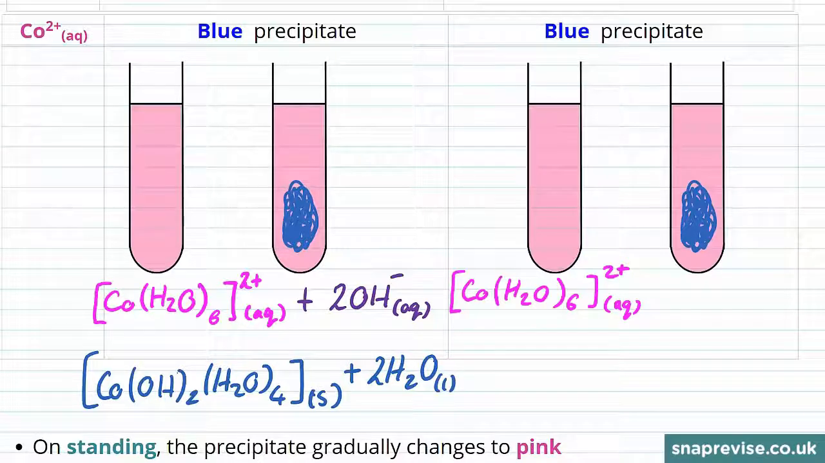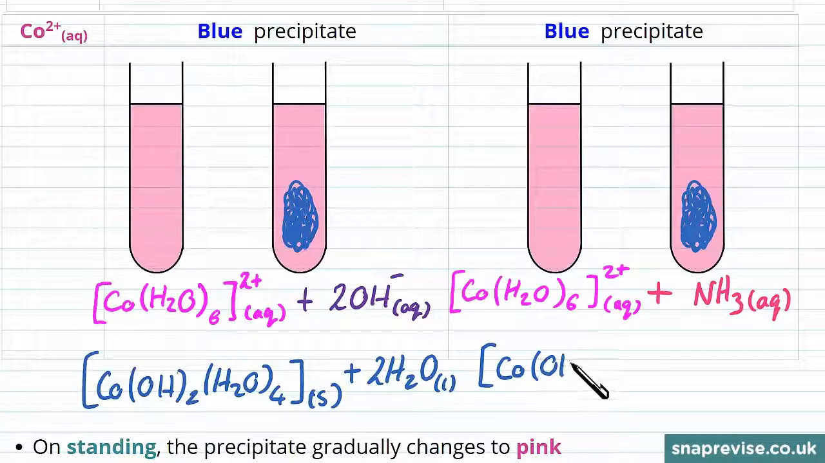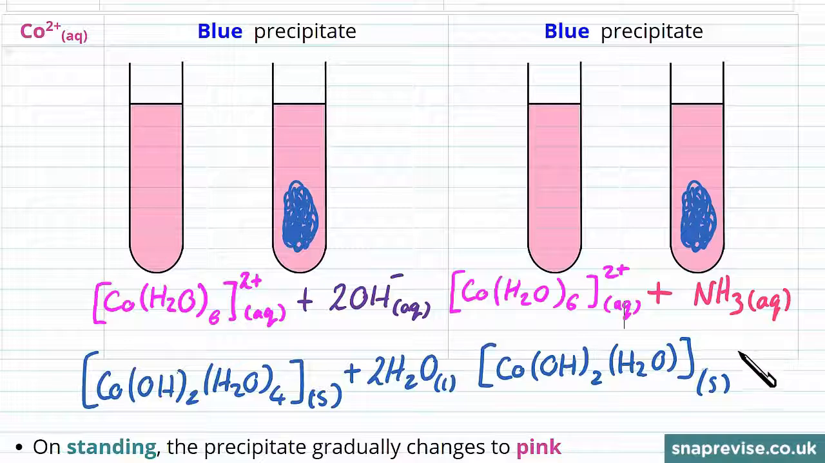We can contrast this with what happens when we add a weak base, like ammonia, but in fact we get a very similar reaction where the ammonia will take a proton from 2 of the water ligands, and so we're going to form the same cobalt hydroxide complex, and so we get the same blue precipitate if we add a few drops of ammonia. Instead of forming water, however, we form ammonium ions, so that's NH4+, with a positive charge because the nitrogen has 4 bonds instead of 3, and these are aqueous.